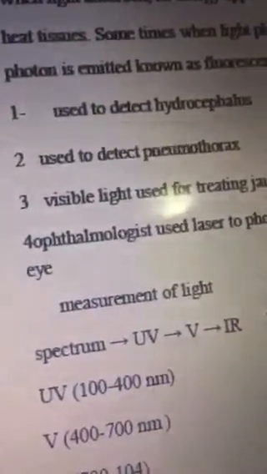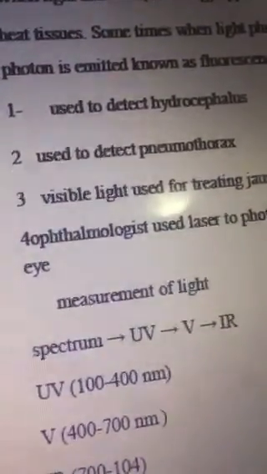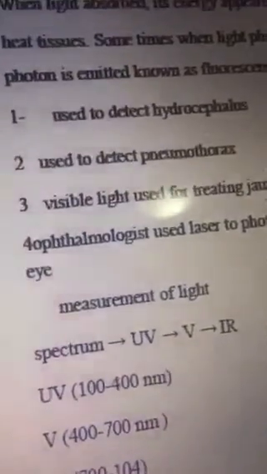These are some properties of light that you already have an idea about, and we must go through the other properties. When light is absorbed, its energy appears as heat, which is used in medicine with IR to heat tissues. Sometimes when a light photon is absorbed, a lower energy photon is emitted, known as fluorescence, which is reflected from surfaces.